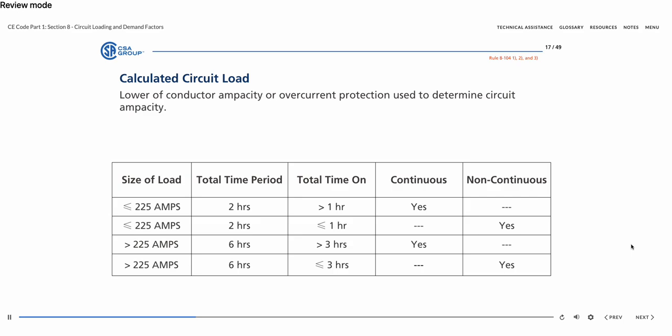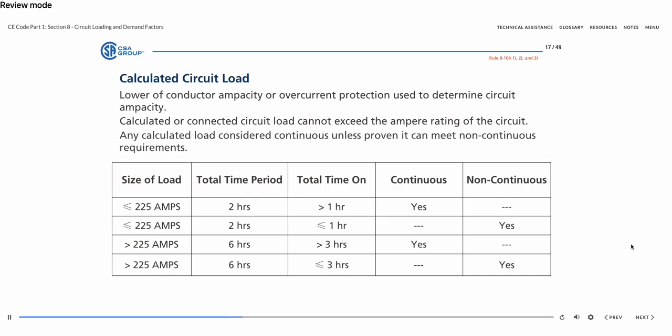When loading up a circuit, the calculated or connected circuit load may not exceed the ampere rating of the circuit. As a default, any calculated load is considered a continuous load unless it can be proven that it will meet the non-continuous requirements outlined in the table as per Subrule 3. The table shows the size of the load, total time on for continuous and non-continuous loads.